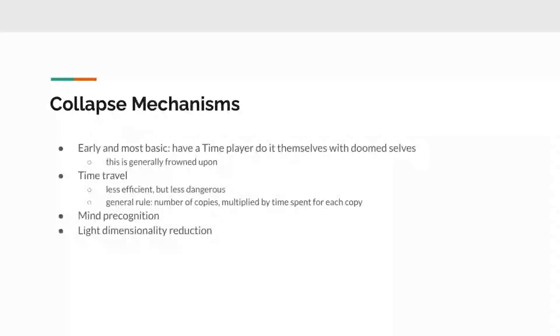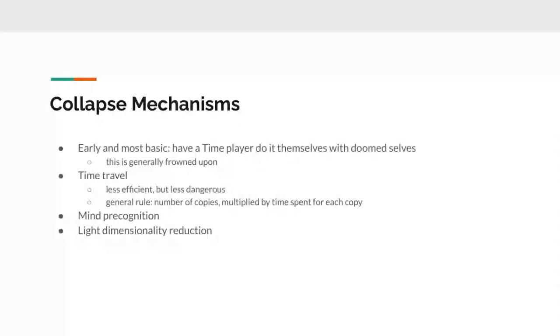So what you could do is, basically, if you don't have a parallel processor at your disposal, you could try these collapse mechanisms, also if the parallel processors aren't good enough. So the early and most basic is you have a time player do it themselves with themselves. This is generally frowned upon. You could use time travel, which is less efficient but less dangerous.